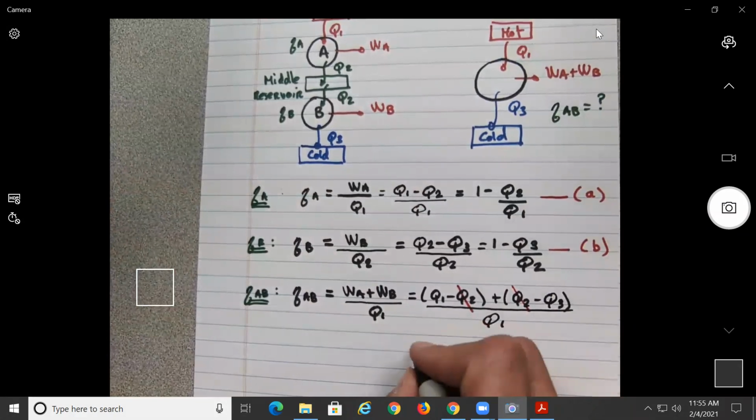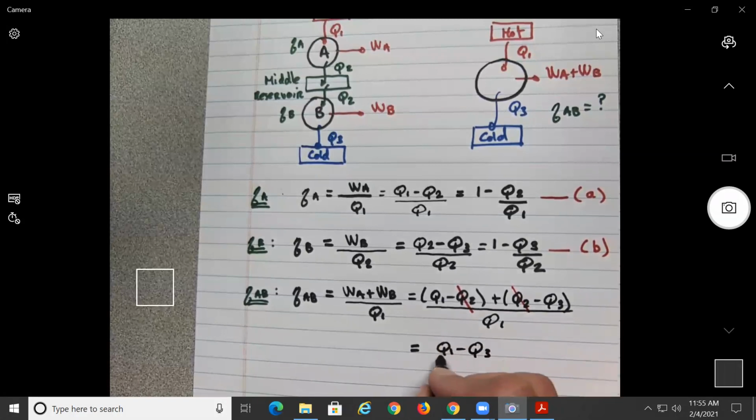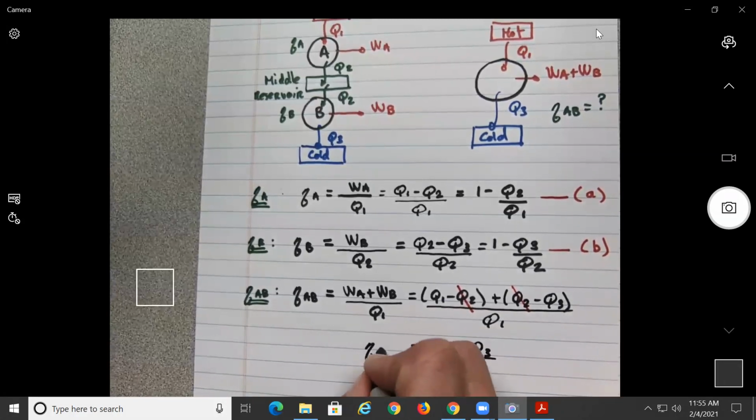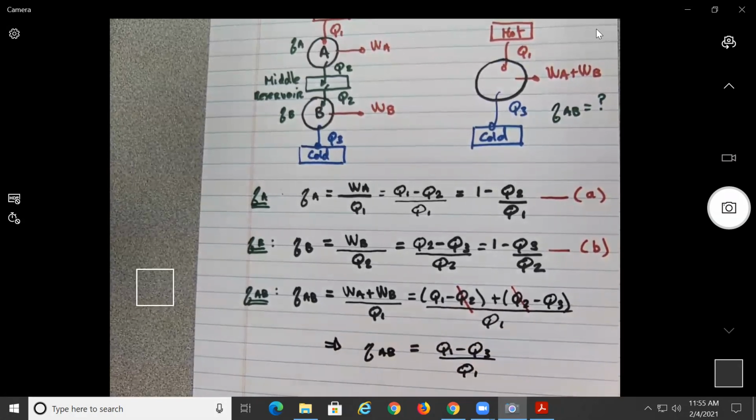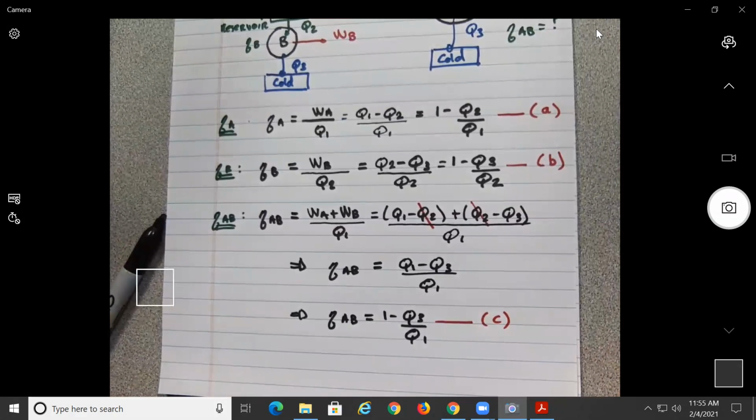Yeah, so what is that going to give us over here? You see it's going to give us what we were expecting, Q sub 1 minus Q sub 3 divided by Q1. Or we can just rewrite this one as 1 minus Q sub 3 over Q sub 1. And let's say that will be our equation C. I mean, really the problem is done over here. From now on, it's just a matter of algebra.